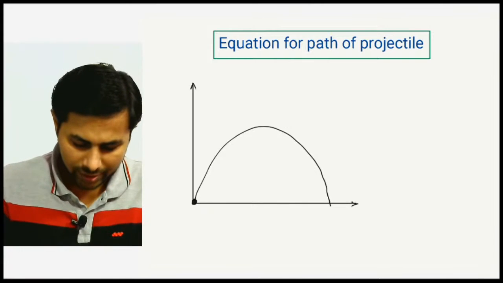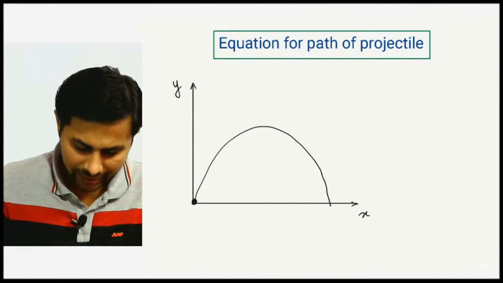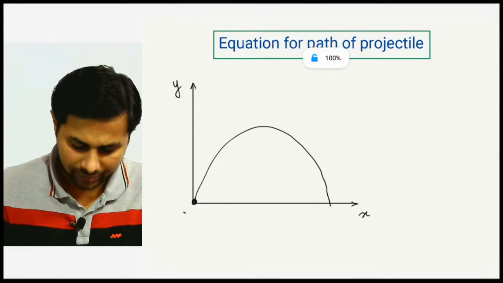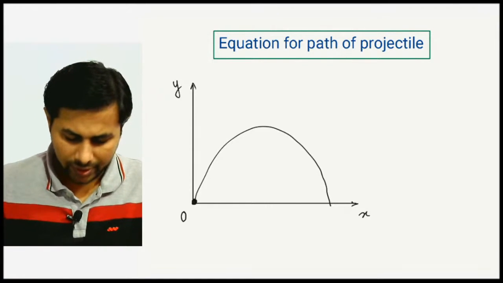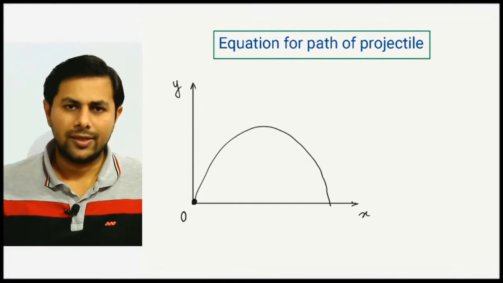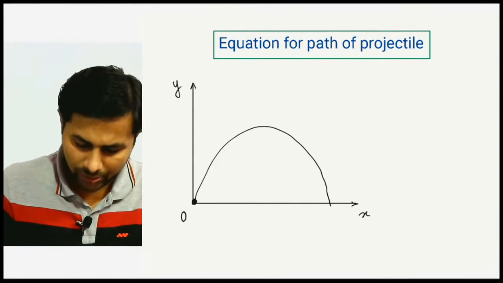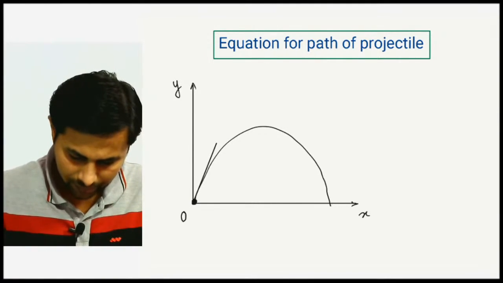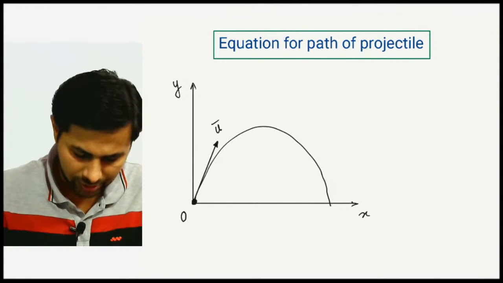Okay, so suppose this is the y-axis, this is the x-axis, and the location from where we throw this projectile in air is, suppose, the origin. So now this projectile or this object has some initial velocity. So suppose u bar is its initial velocity. So suppose this is u bar.